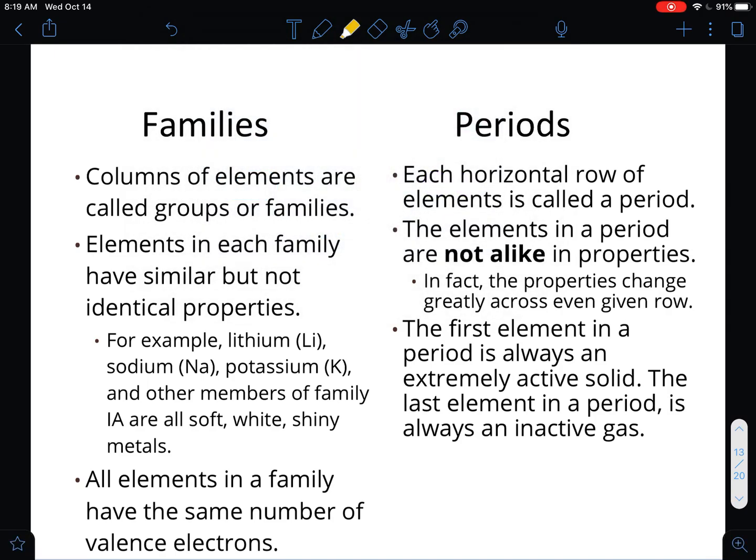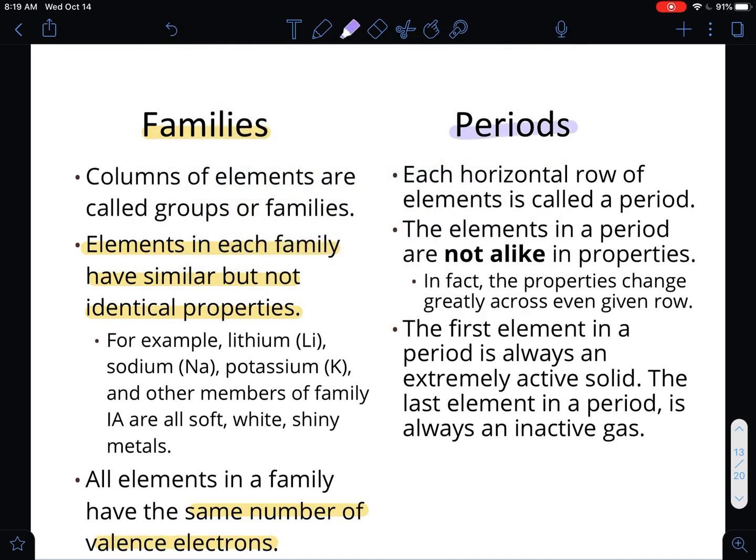All right, now jumping into the families and periods, a little quick review on this. So families are the columns or groups on the periodic table, and elements in a family with one another have similar properties, but they are not identical, because as you go down the groups on the periodic table, you are also increasing the energy levels. Therefore, they're not the same, but they will bond and react very similarly due to the same number of valence electrons.